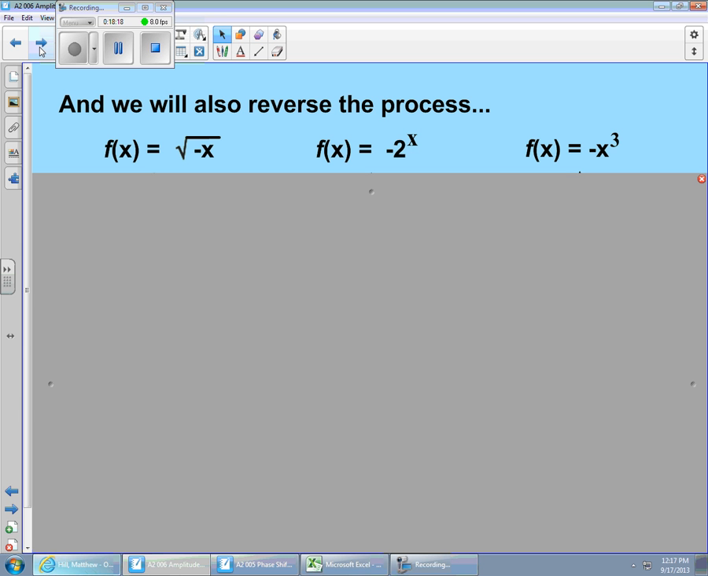Okay, now the same thing's going to be true that has been true for the last couple of days. We're going to have to reverse this process. Okay, not only are we going to be looking at the graphs to try to figure out the equations, we're also going to be getting equations to try to figure out the graphs. So let's have a look. Obviously, first one, square root of x. So we're going to square root function.